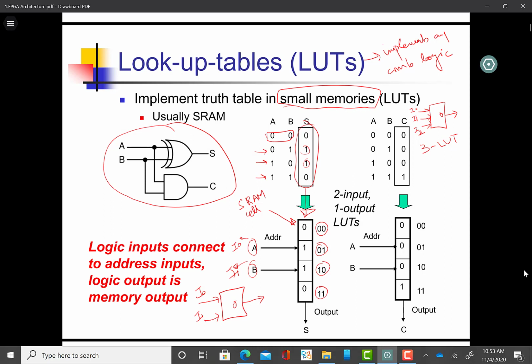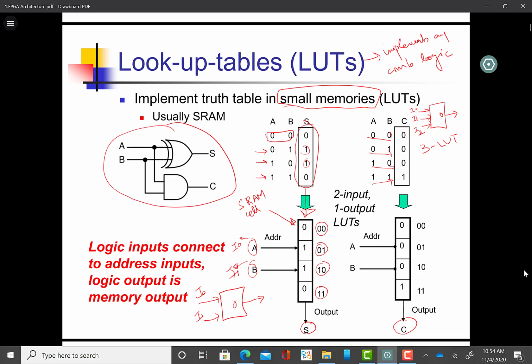So this is how we implement the sum bit of a half adder. And similarly we can take the truth table of the carry and just store it on the locations. So these are our locations, and on every location we store the bits, and we call this the lookup table for carry. So you see, this is a very easy method.